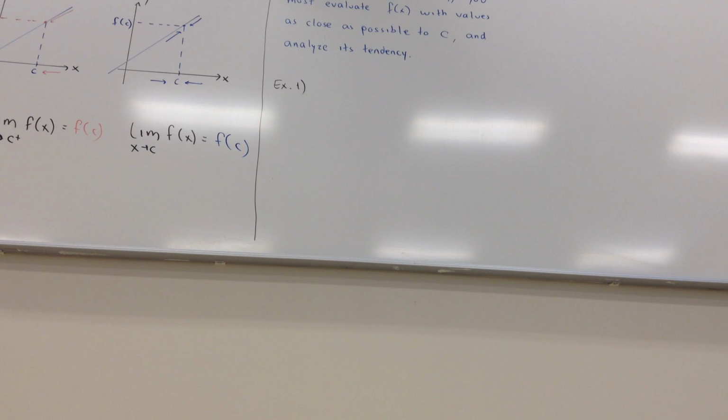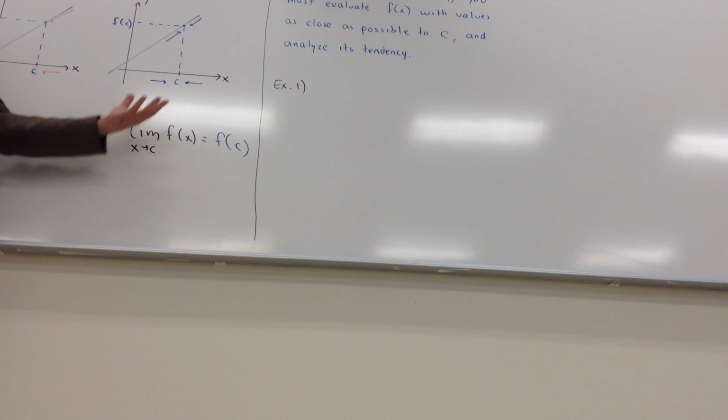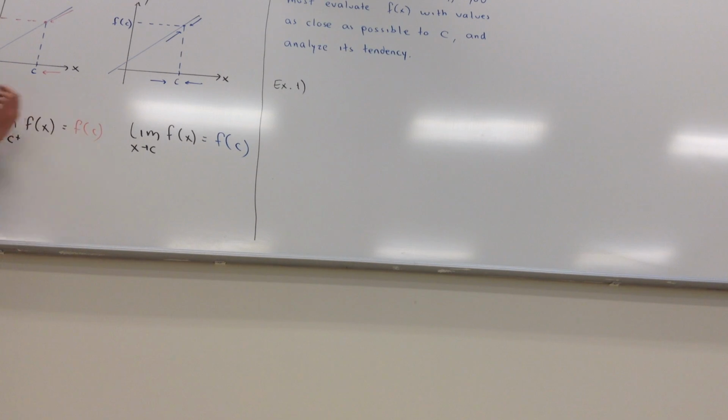Also, if you remember, if from the left you get to a certain value, and from the right you get to the same value, what happens? The full limit has that value. The same. But if those two are different, what happens with the full limit? It doesn't exist. Very good. Okay? Do you get that?